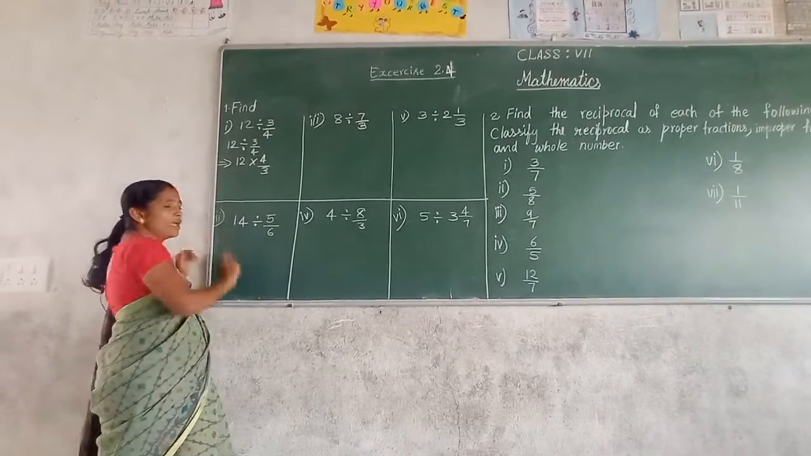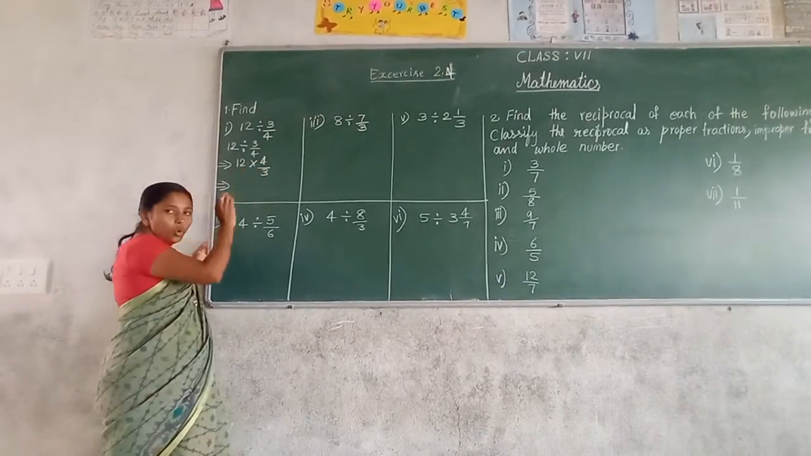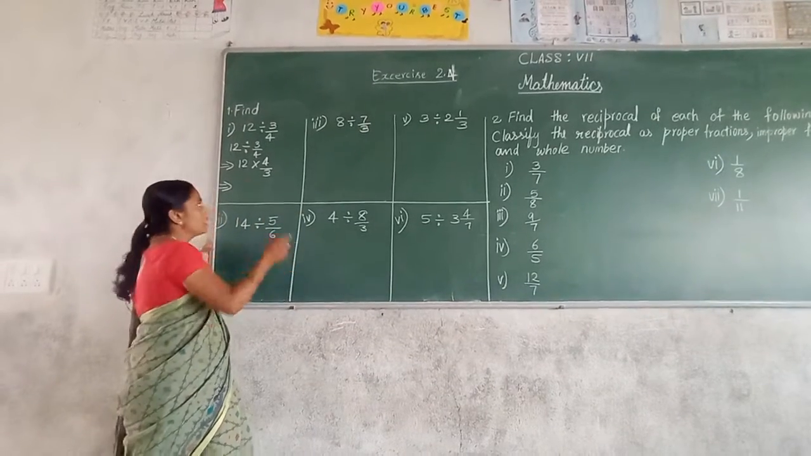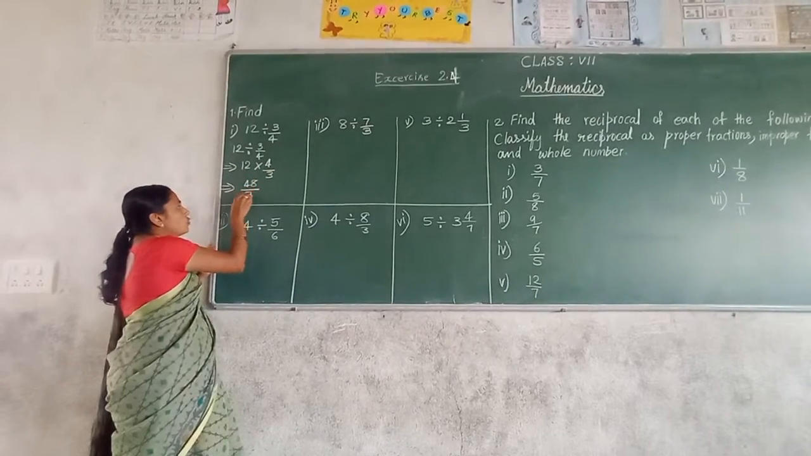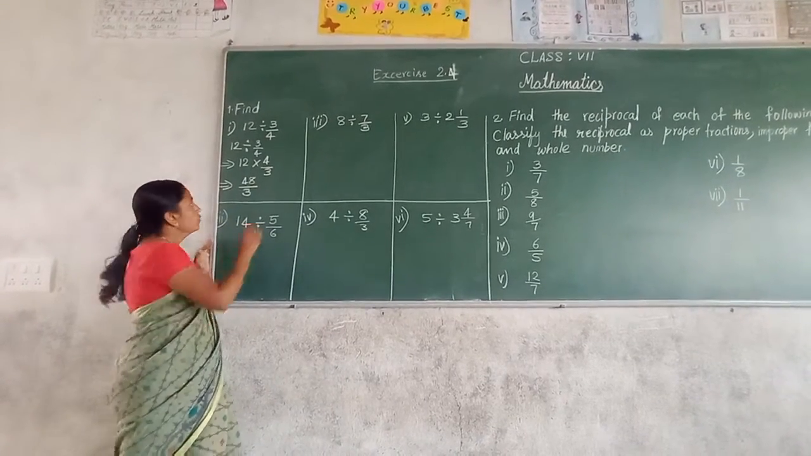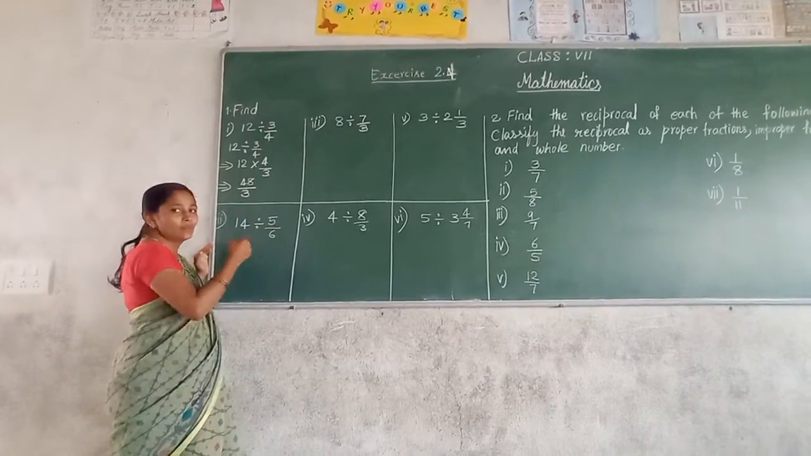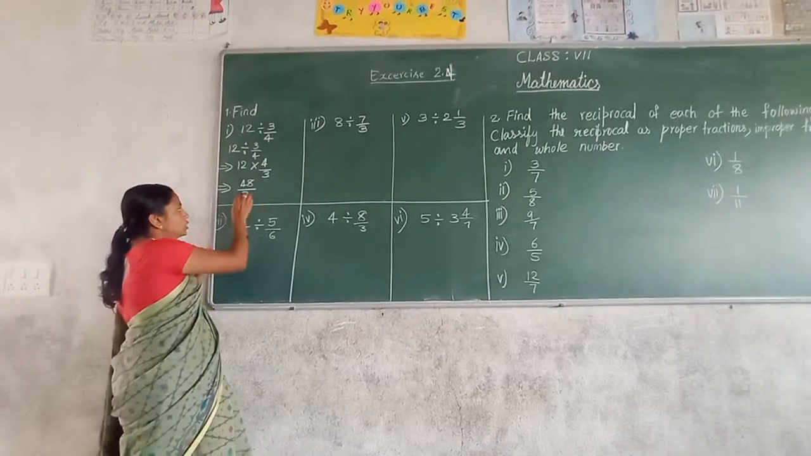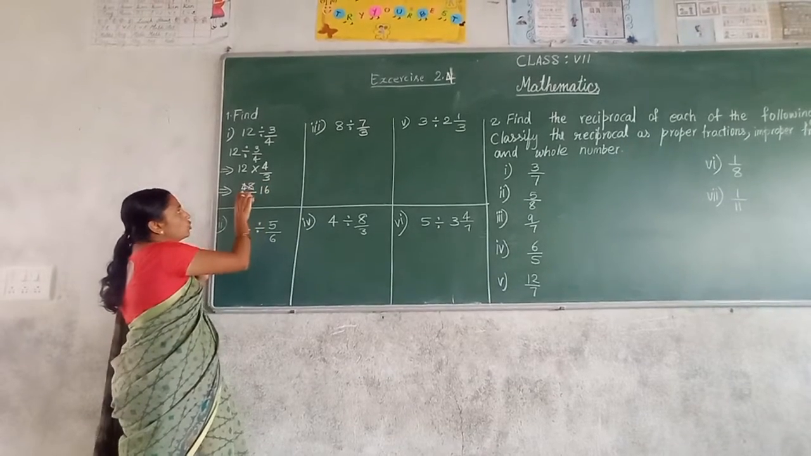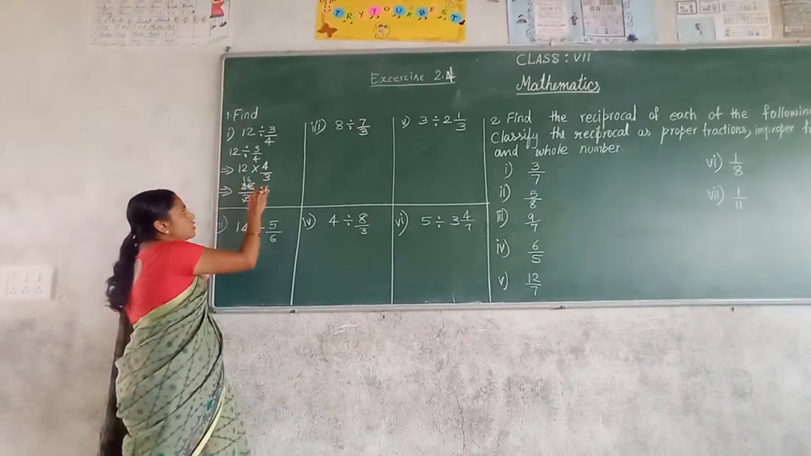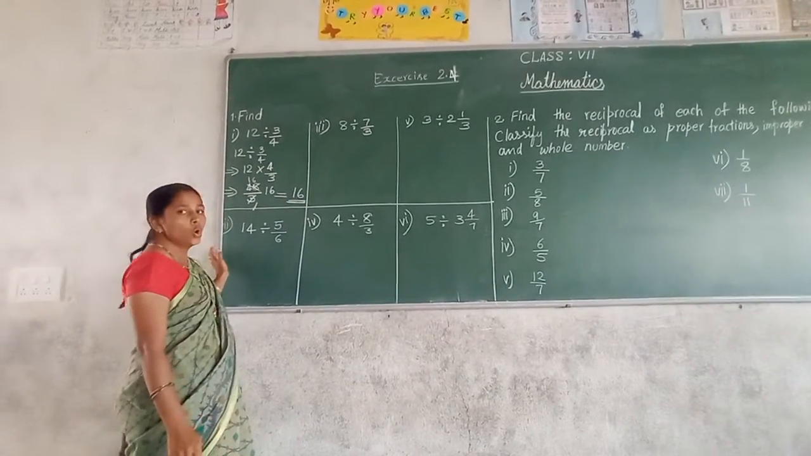Now 12 is the whole number. So you have already learned that the whole number you have to multiply to the numerator. So 4 twos are 8, 4 ones are 4, 48 upon 3. Now we have got the answer. 12 fours are 48. Now you bring it to the simplest form. Is it possible? You check out. 3 ones are 3, 3 sixes are 18, so you are getting the answer 16. It is a whole number.